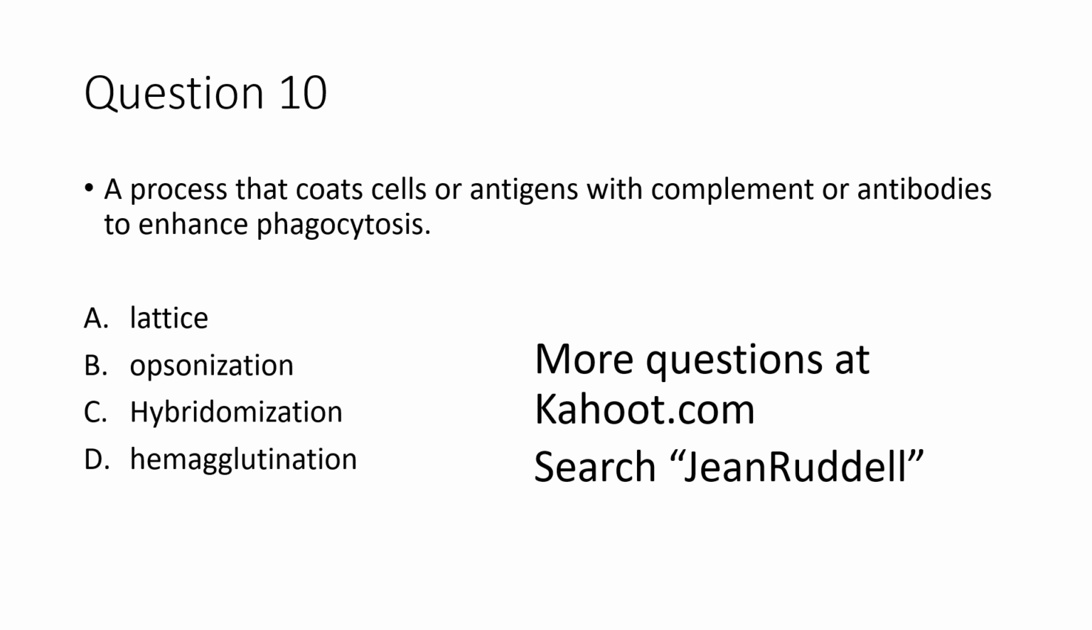Question 10. A process that coats cells or antigens with complement or antibodies to enhance phagocytosis is A, lattice, B, opsonization, C, hybridization, D, hemagglutination. The answer is B, opsonization.